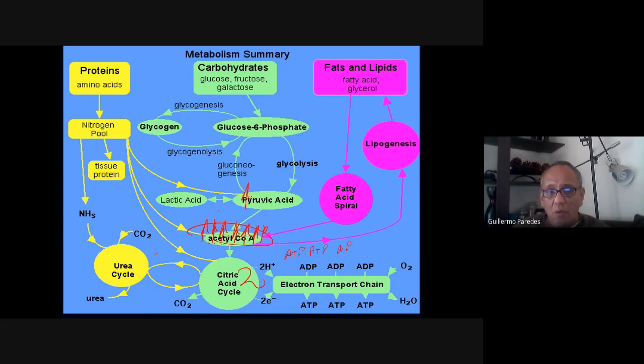So the pyruvic acid as well starts to accumulate. Where? In the cytoplasm. And what happens with the pyruvic acid? The pyruvic acid is going to turn into lactic acid. This lactic acid is going to accumulate in the muscles, and this accumulation of lactic acid is the cause of cramps, muscle ache, sore muscles. That is the lactic acid.